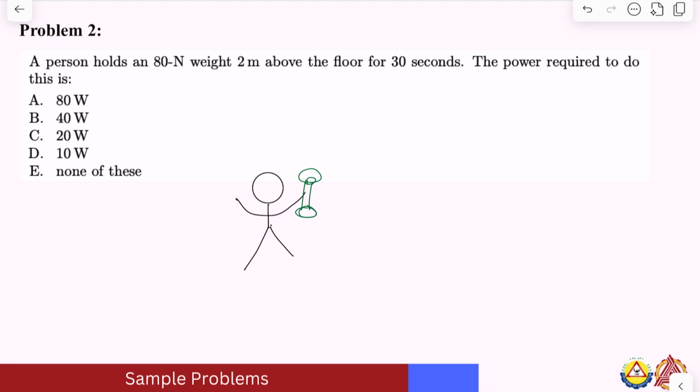Okay, a person holds some weight there, and the weight of this object is 80 newtons, and that is 2 meters above the ground. So just to help you illustrate, so wow, this is really weird.